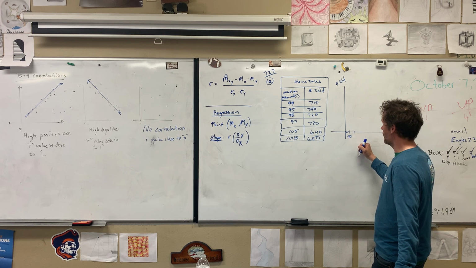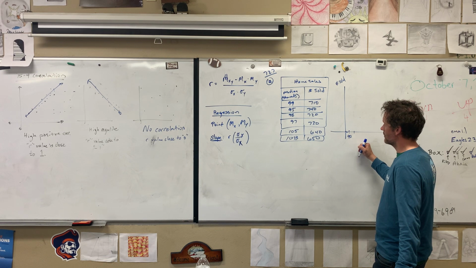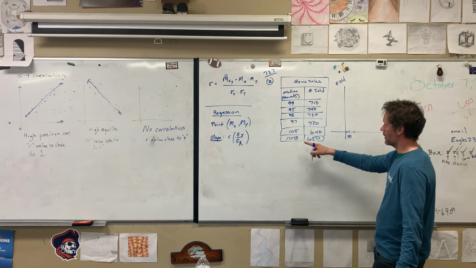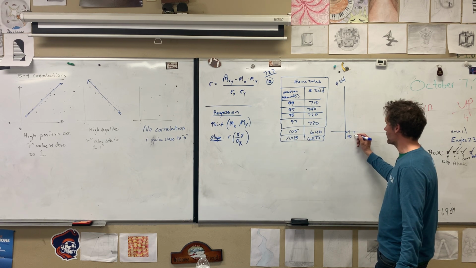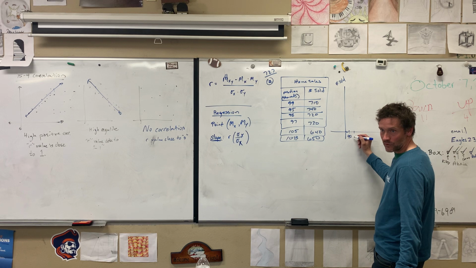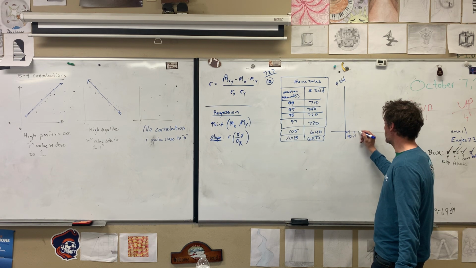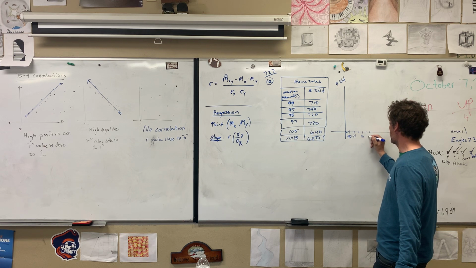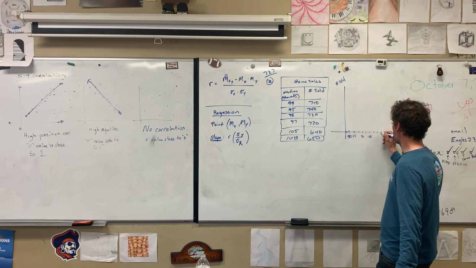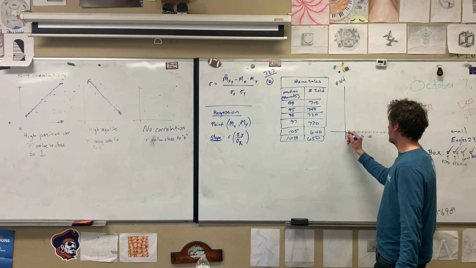What do you think? If we go in ones, we're going to have to go out 18. So maybe go in, you tell me, twos. Okay. So 92, 94, 96, 98, 100, 102, 104, 106, 108, and then like that.